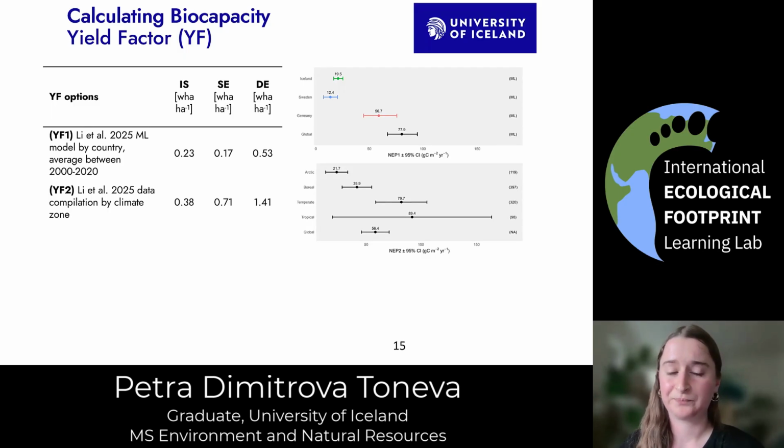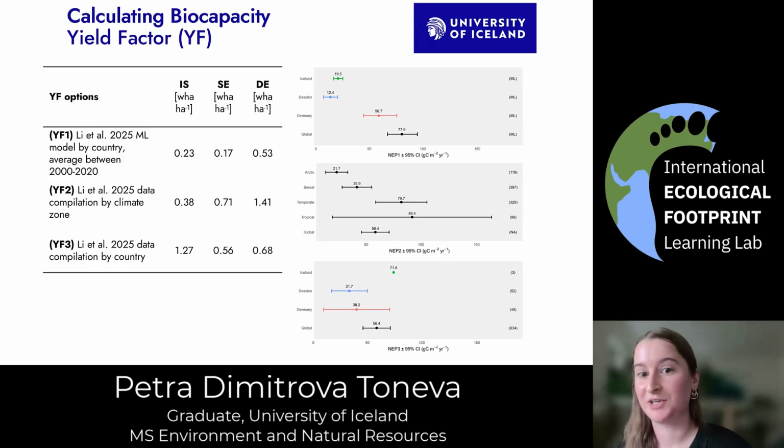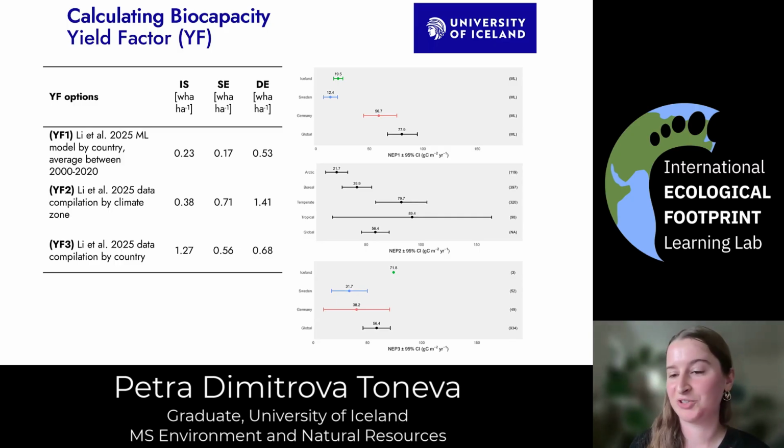And then I separated these by climate zone, and I attributed each country to the climate zone that it primarily belongs in. And then I also used that same compilation to calculate the yield factors by country. And calculating yield factors by country based on net ecosystem productivity can be very challenging for a great majority of countries, because most of the net ecosystem productivity measurements come from 10 countries.